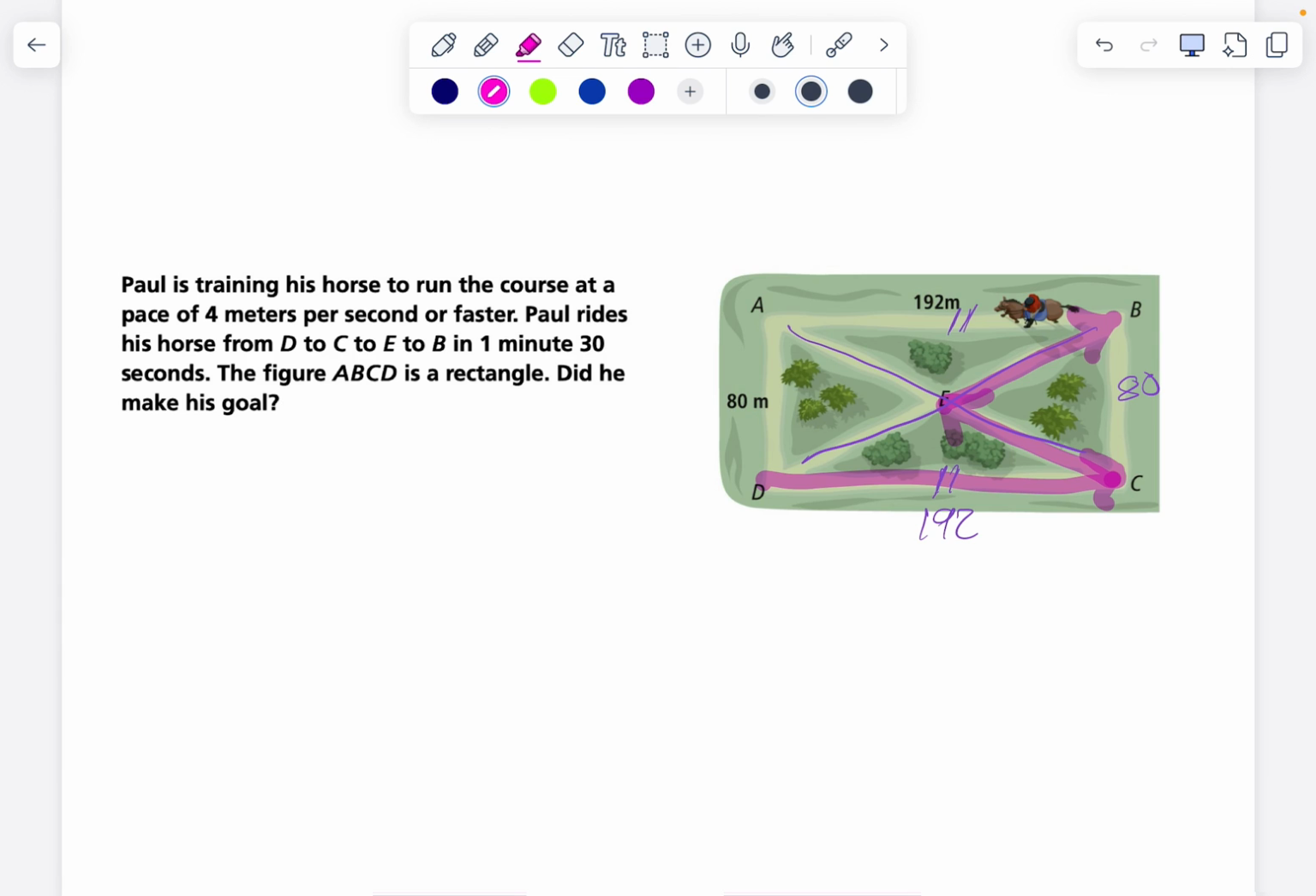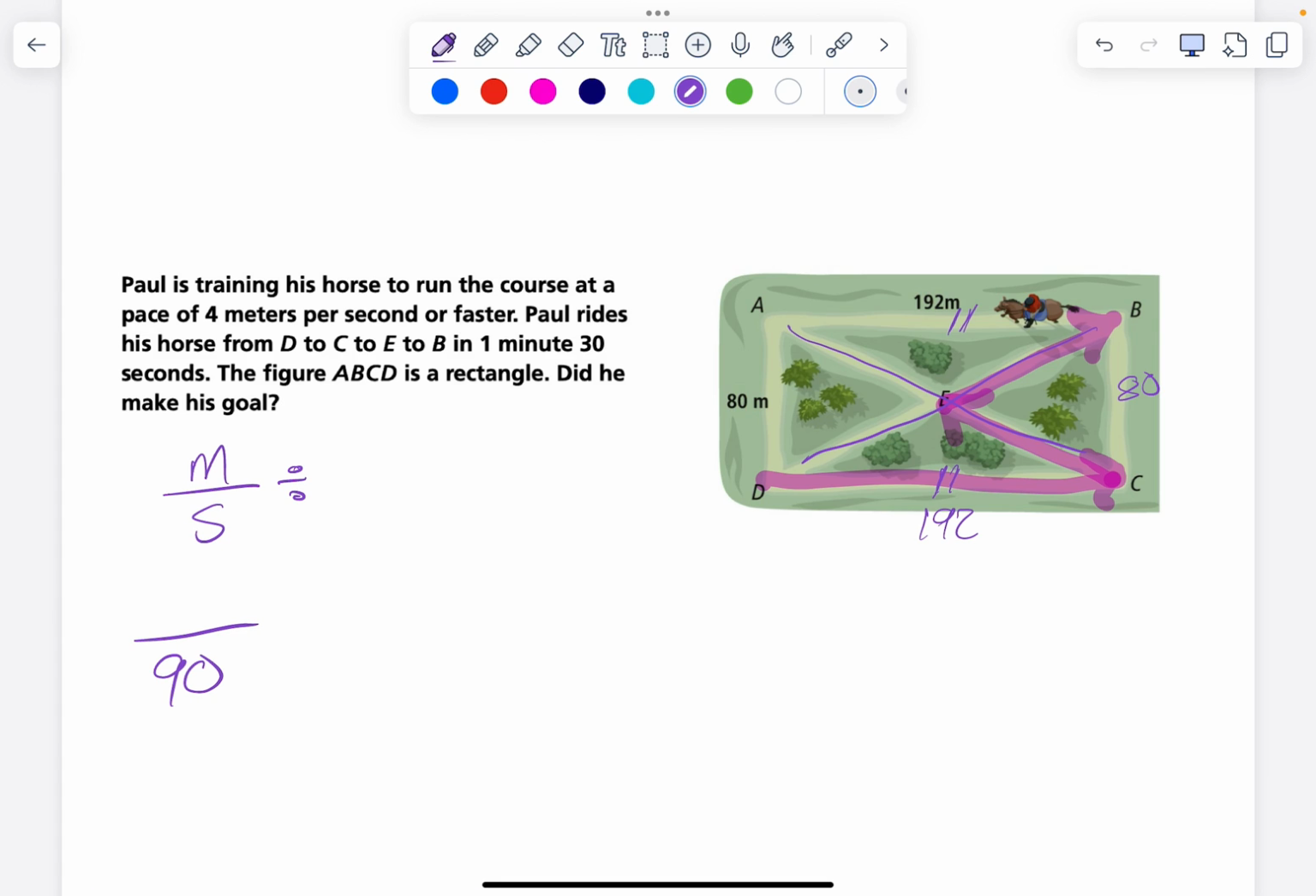So, do you guys know how to find the rate? It says he wants to run at 4 meters per second or faster. Do you know how to do that? It kind of says it in the name, meters per second. So what would we do? Distance divided by the time. It's literally all, right? Meters divided by seconds. How many seconds did it take him? 90. Okay. So figure out the meters and divide it by 90 and let me know.